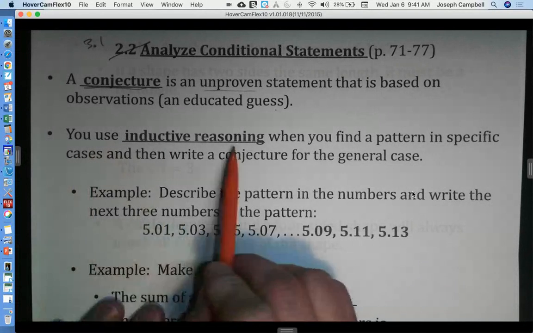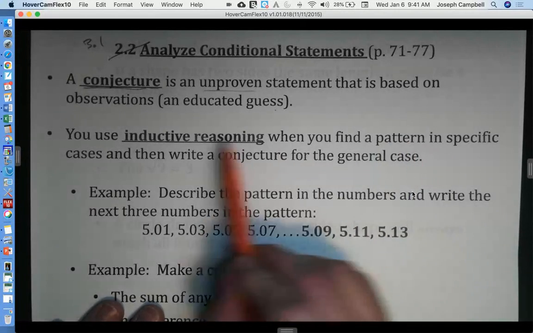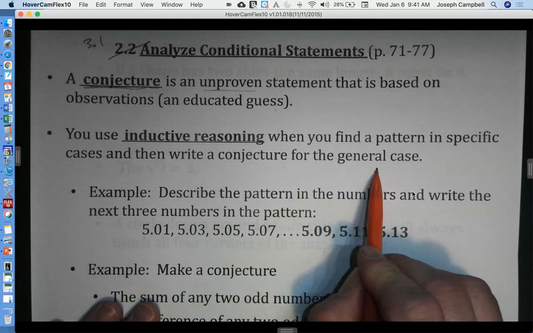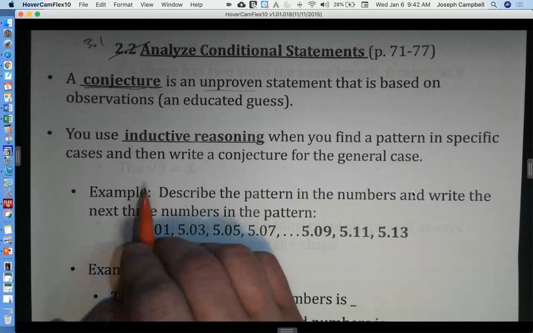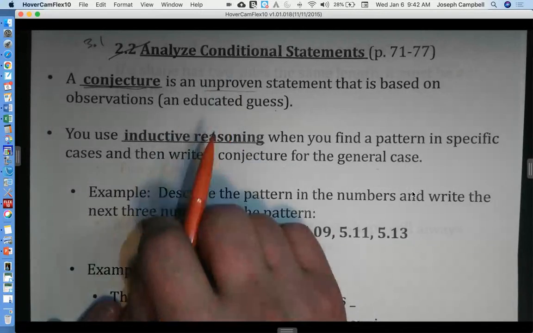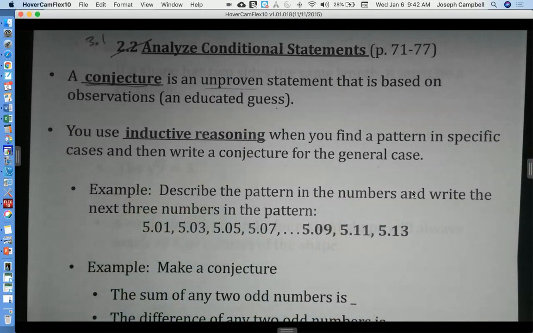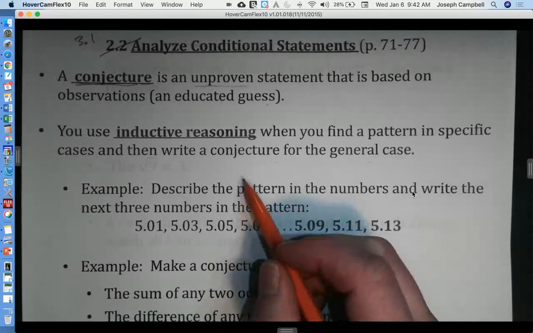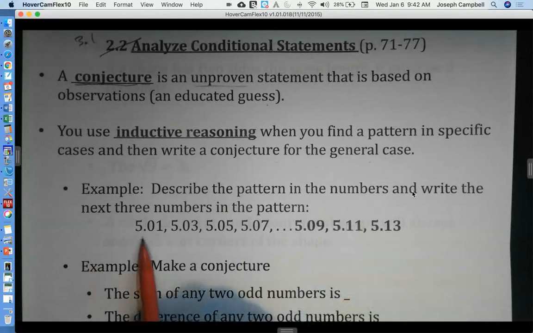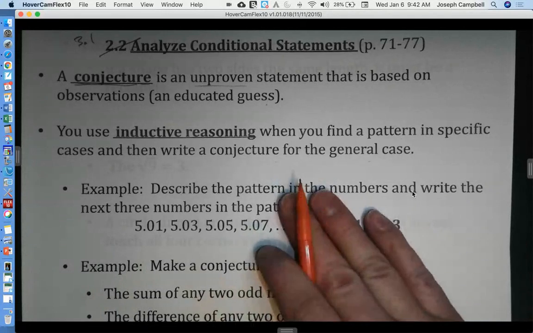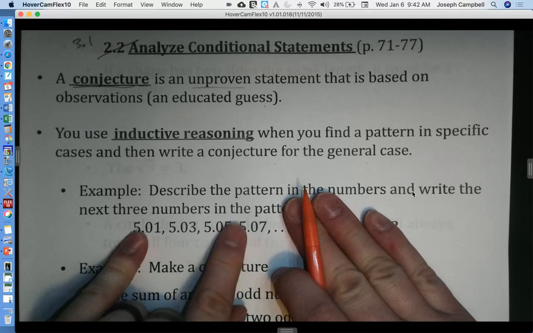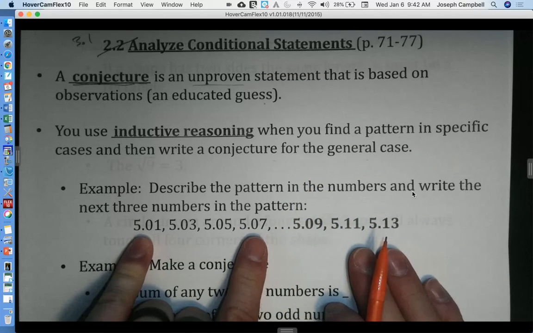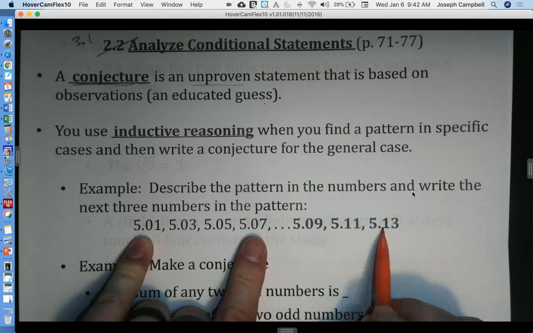So a lot of times we use inductive reasoning to make those kinds of conjectures. You use inductive reasoning when you find a pattern in a specific case or specific cases, and then write a conjecture for the general case. So you're looking at one specific or a couple specific examples, and then making a generalization about a larger case. Let's look at an example here. Describe the pattern in numbers and write the next three numbers in the pattern. So this would be my specific case, and then this would be my conjecture, right? Finishing the pattern.